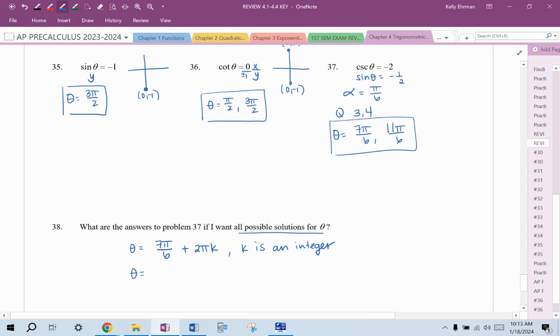Do that for both answers, though. So the other answer is 11 pi over 6 plus 2 pi k. And again, k is an integer. You can use the abbreviation for k as an integer if you want to. I think of it as k ∈ Z in my head. K is an element of the integer number set. You don't have to use that. It's just if you want to. The AP test always writes this out in words.